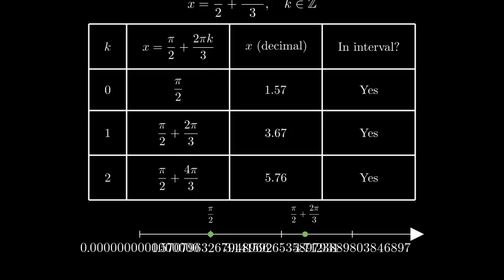When k equals 2, x equals pi over 2 plus 4 pi over 3, or about 5.76 radians. This is also in our interval. When k equals 3, x would be greater than 2 pi, so we stop here. Therefore, there are 3 solutions in the interval 0 to 2 pi. Pi over 2, pi over 2 plus 2 pi over 3, and pi over 2 plus 4 pi over 3.